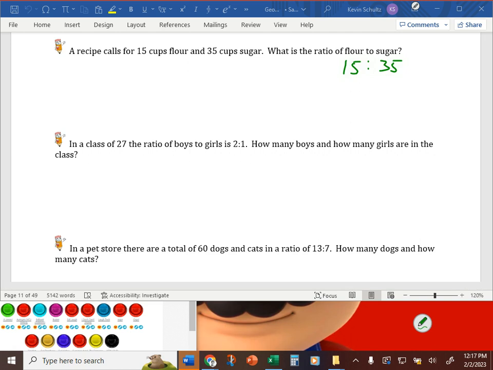And what would this simplify to be? What's our scale factor that we would divide by? Anthony? 3 to 5. Divide by 5, yeah, which would give us 3 to 7.